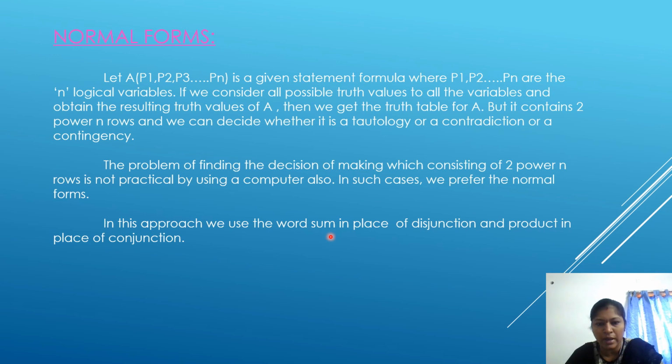It is a word sum in the place of disjunction and a product in the place of conjunction. If you are taking the disjunction, we use the OR symbol, that way we can use the word sum. For the conjunction, here we are using the AND symbol. That's why we are taking sum for disjunction, and for the conjunction we are taking the product.